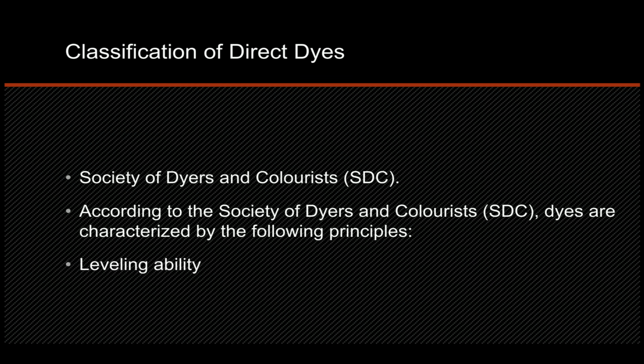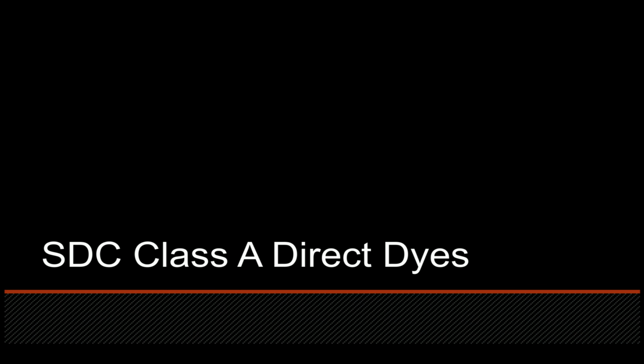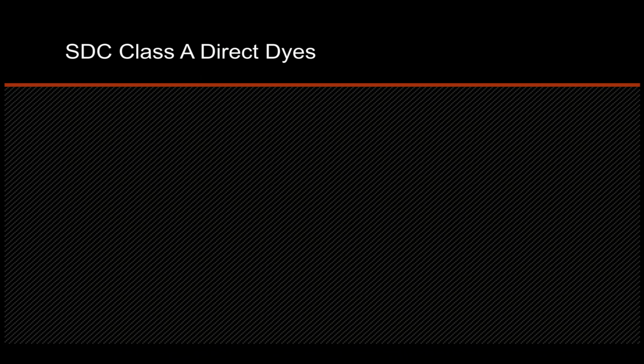Leveling ability. Dyes are classified on the basis of their leveling ability. Response. They are classified on the basis of their response to an increase in dyeing temperature and the salt that is added during the exhausting period. SDC Class A direct dyes. This class of dyes has good leveling power and excellent migration in the presence of salt.